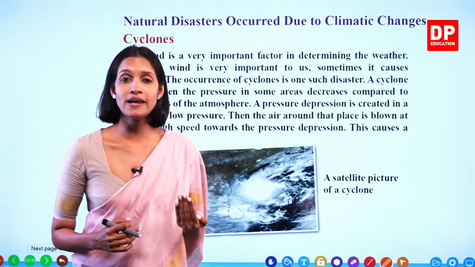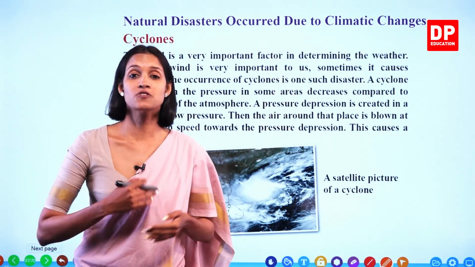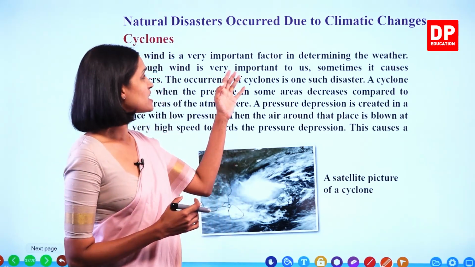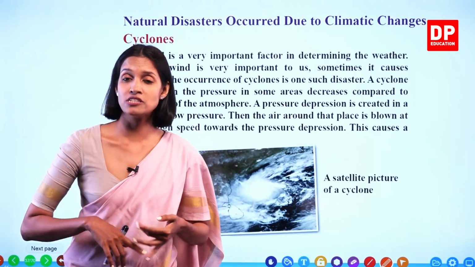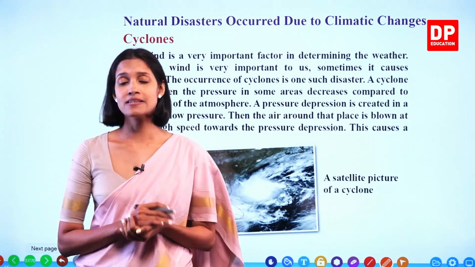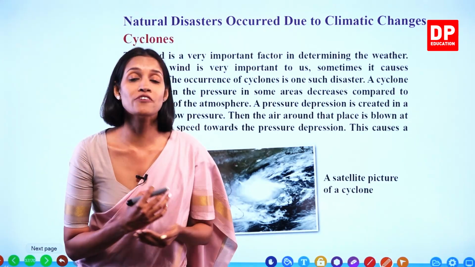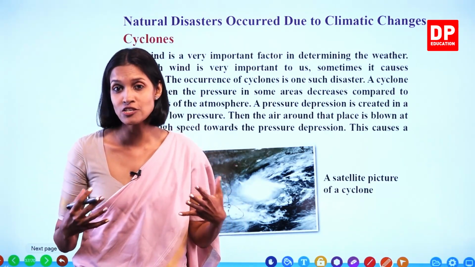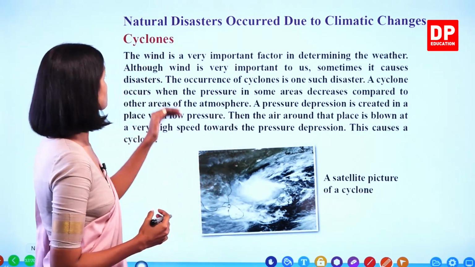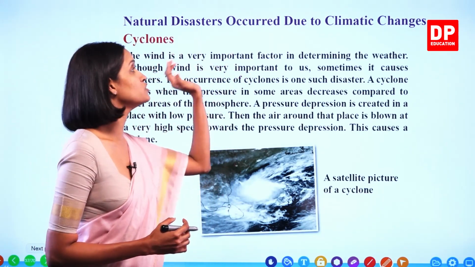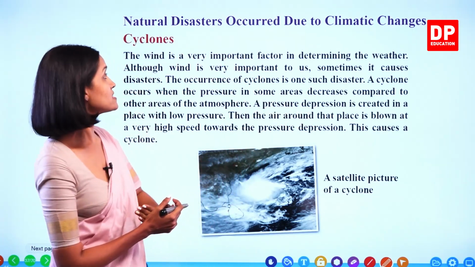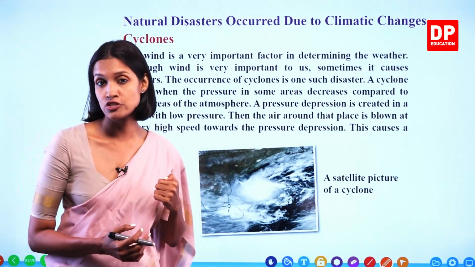Now we all know that different atmospheric factors change and it causes weather and climate, right? So what are these factors, children? Temperature, rainfall, the speed of the wind, humidity likewise. Sometimes when these factors change extremely, natural disasters could occur. Right, children? So natural disasters occur due to climatic changes. When climate changes drastically, these types of natural disasters occur.